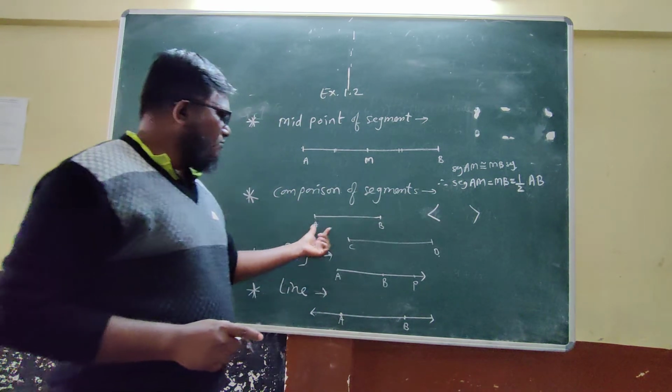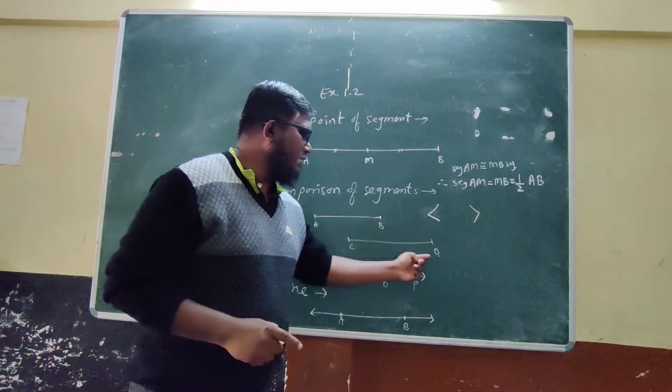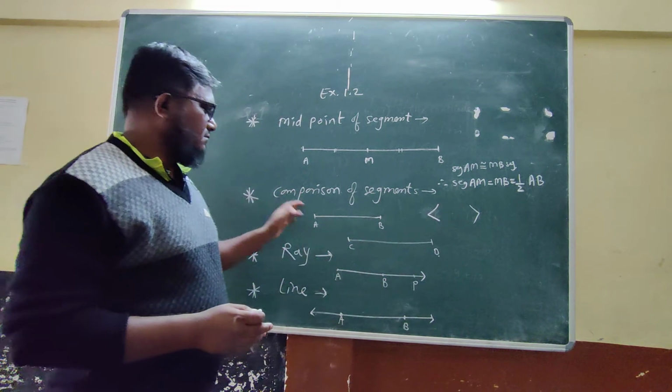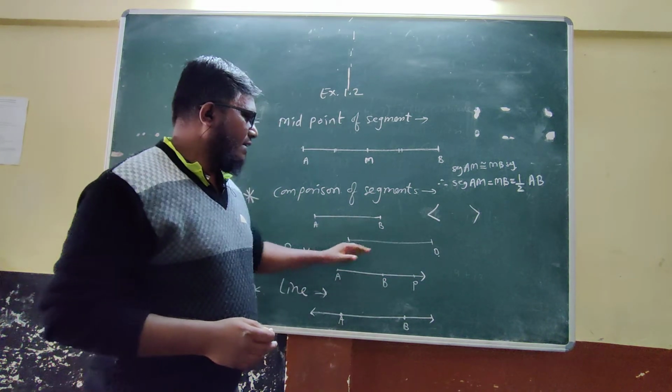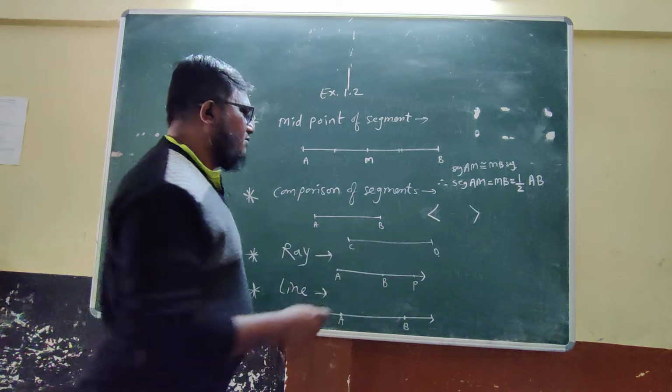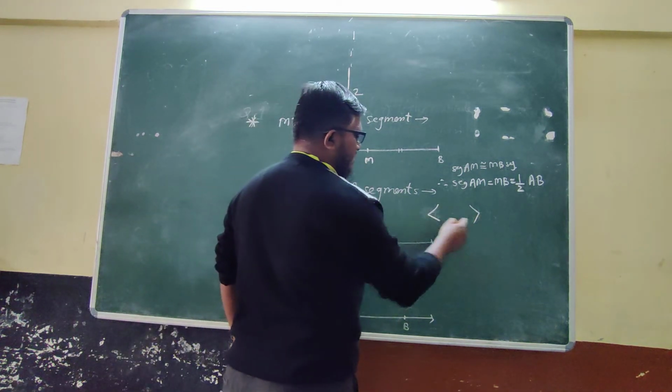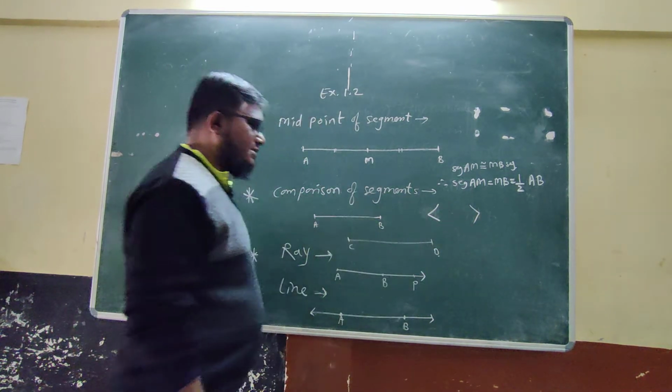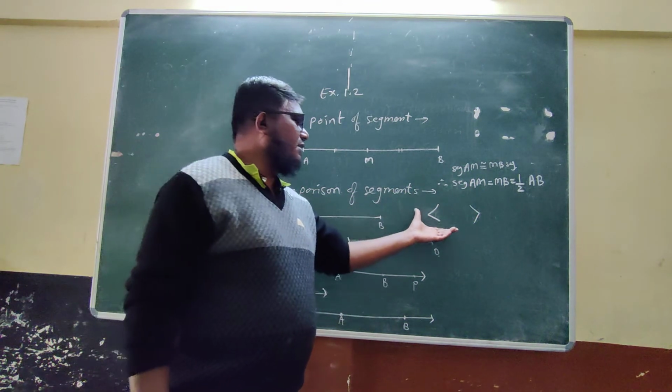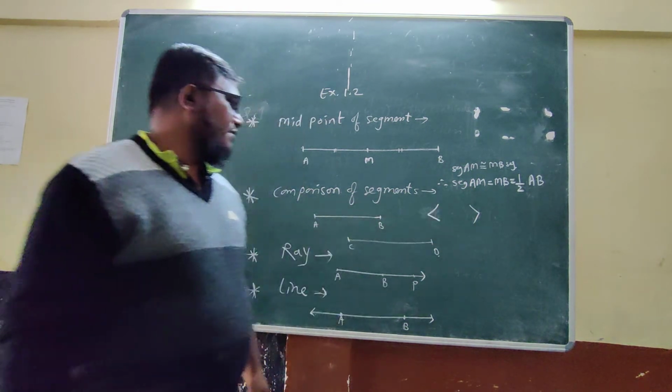Here I have drawn two segments, AB and CD, in which one segment is smaller and the other is greater. That's why we can use the signs smaller than and greater than, which we have studied in 5th or 6th standard.